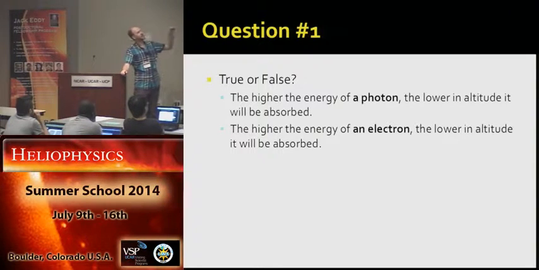And how about for the second one? The higher the energy of an electron, the lower in altitude it will be absorbed in the ionosphere. True? So a few more people think that's true. Okay, does anyone want to say why they think that's true?